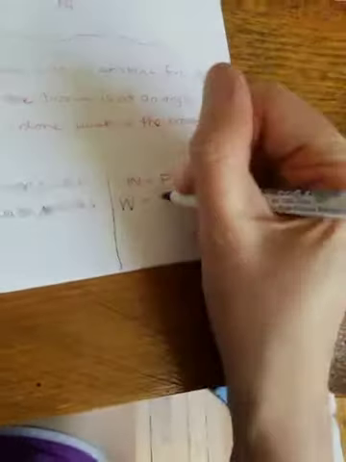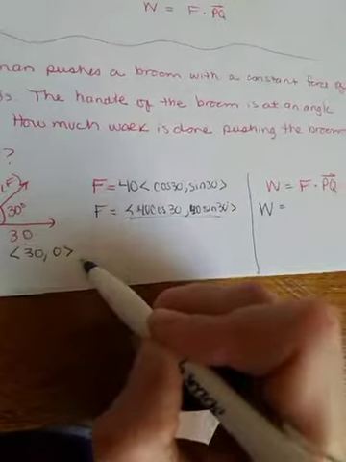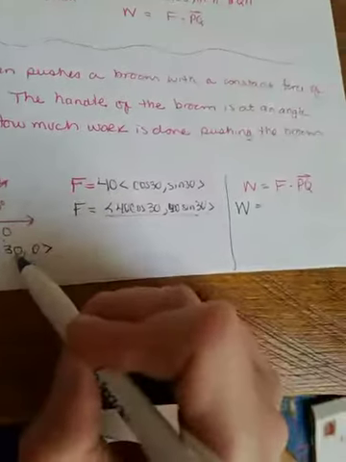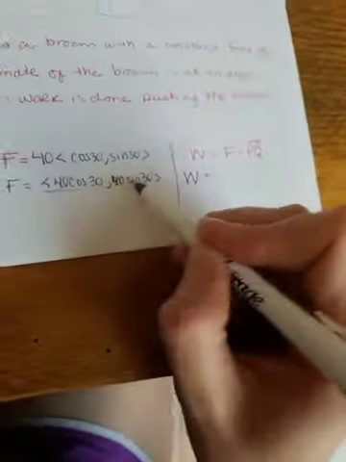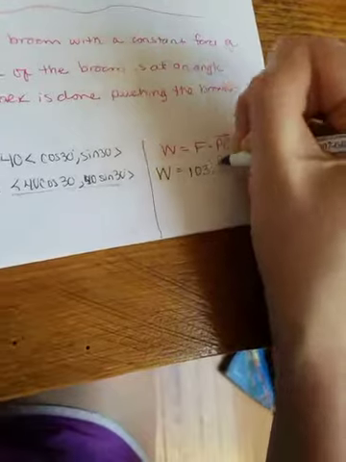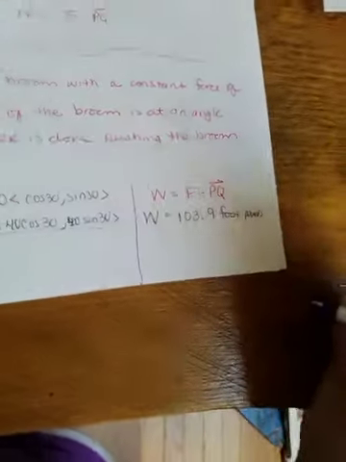So for our work equation, we take F and we dot it with PQ. So this is where you can use your calculator. You're going to do 40 cosine of 30 degrees times 30 plus 0 times 40 sine of 30, which is just 0. So you should get 103.9, and this is called foot-pounds for that answer. Usually the math isn't difficult. It's usually the setup and understanding the problem.